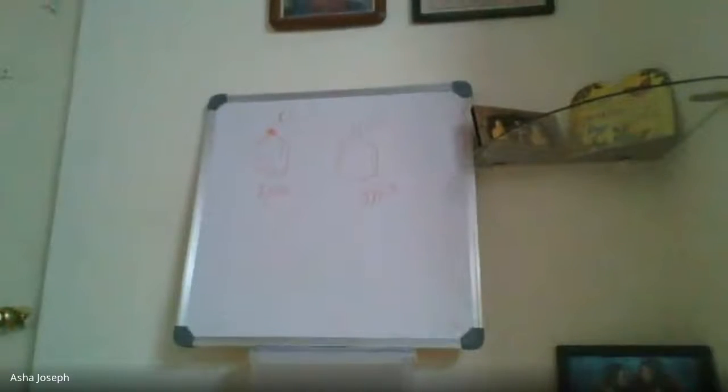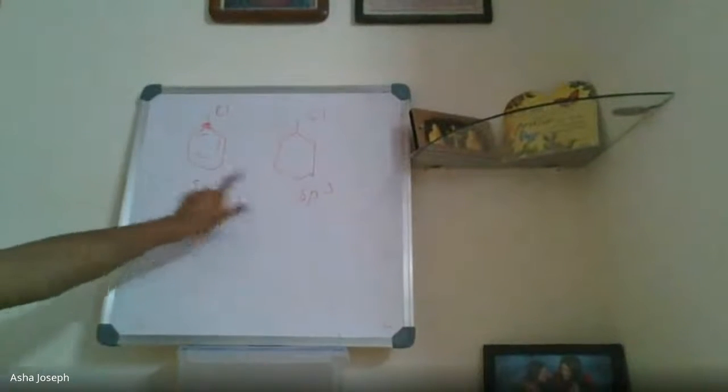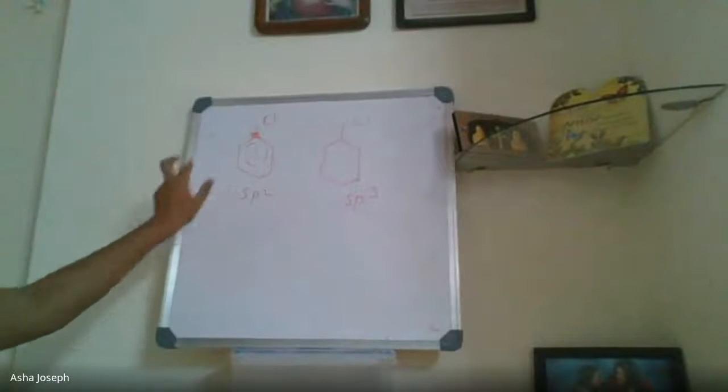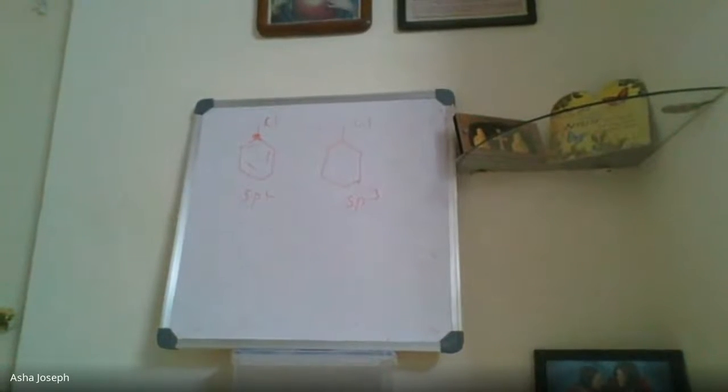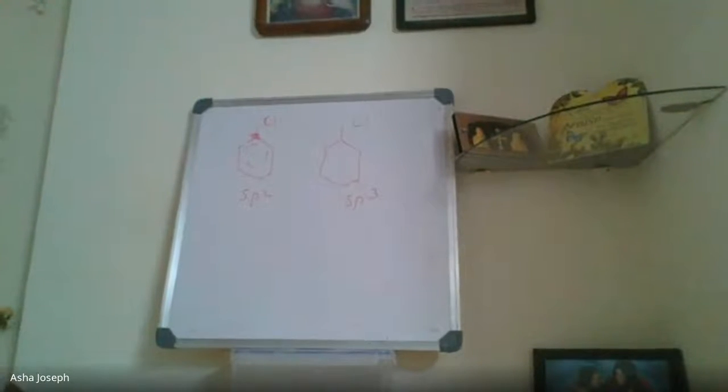Have you understood, children? Ma'am, once more, please. See, both the compounds you saw, chlorobenzene and cyclohexyl chloride. And here the hybridization is sp2. That means the carbon connected to chlorine in chlorobenzene has more s character because of hybridization. S character more means electrons will be more firmly held to carbon. So chlorine will, electronegativity is that, polarity is that only, isn't it?